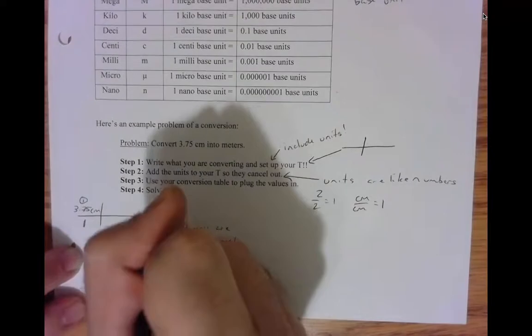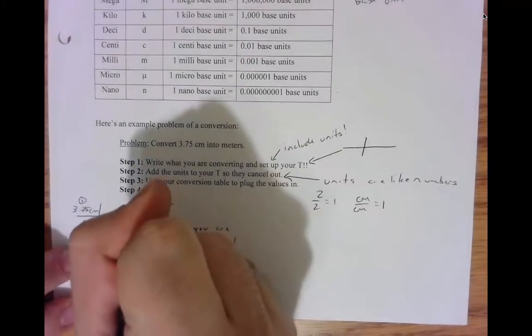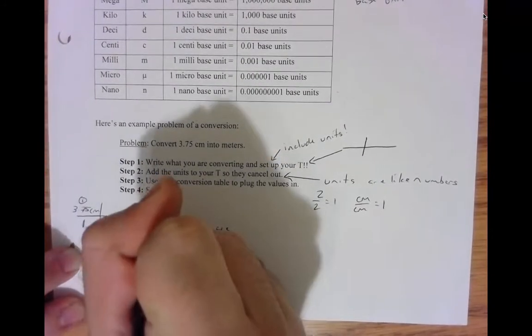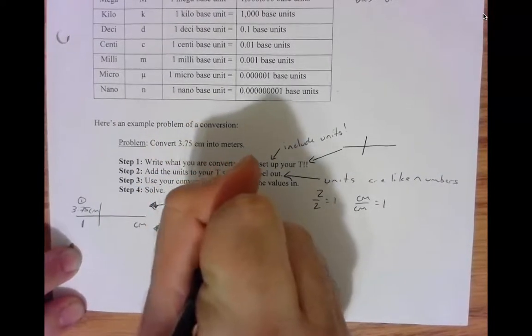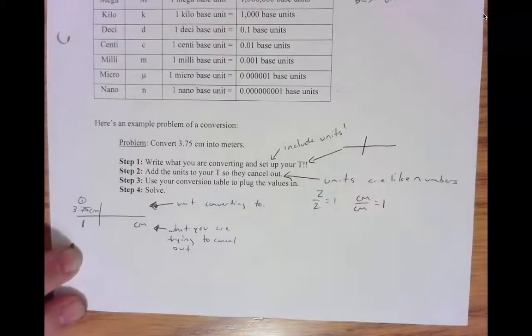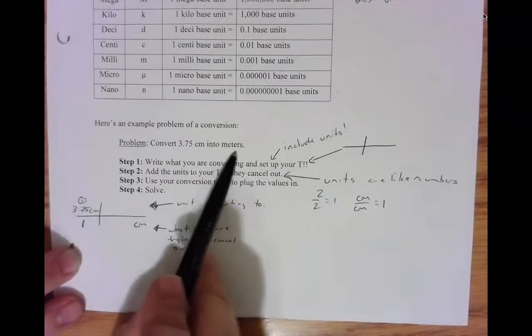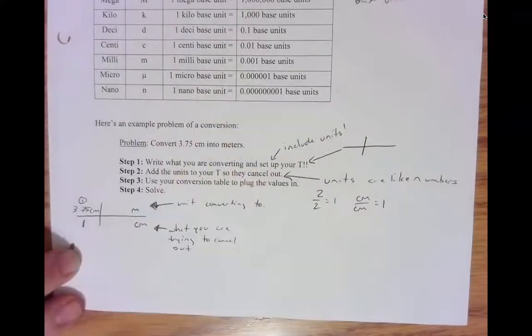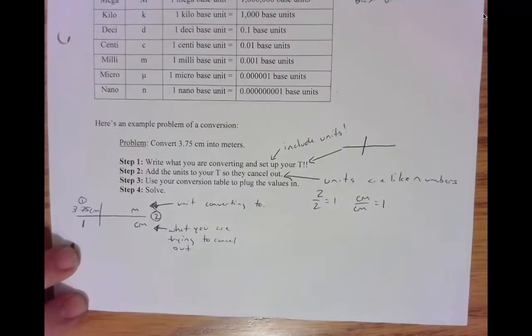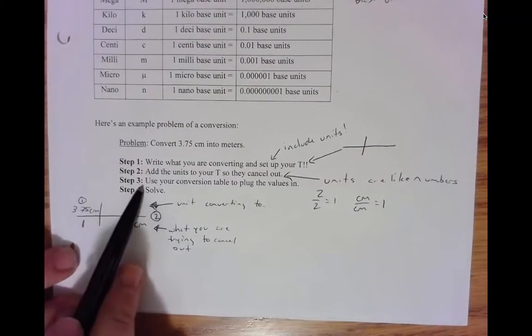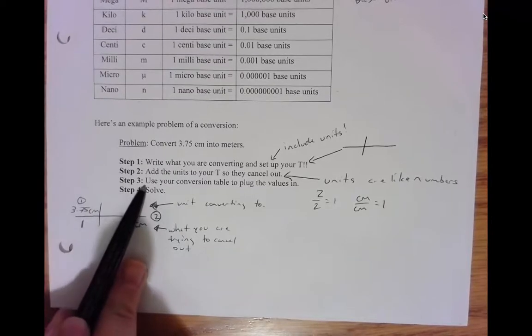Then what's going to go in the top? What goes in the top is the unit that you are converting to. So we look back at the problem and we're converting to meters. So we write an M up top because M stands for meters. That is step 2. Now moving on to step 3. Step 3, we need to use the conversion table to find our conversion factors to plug our values in.